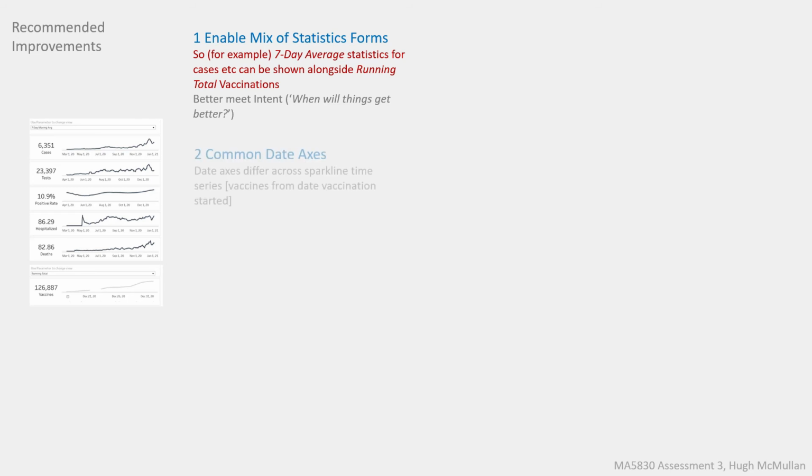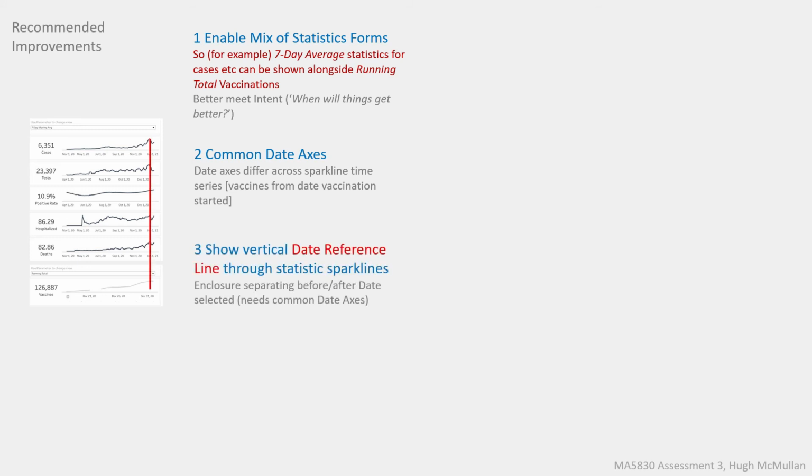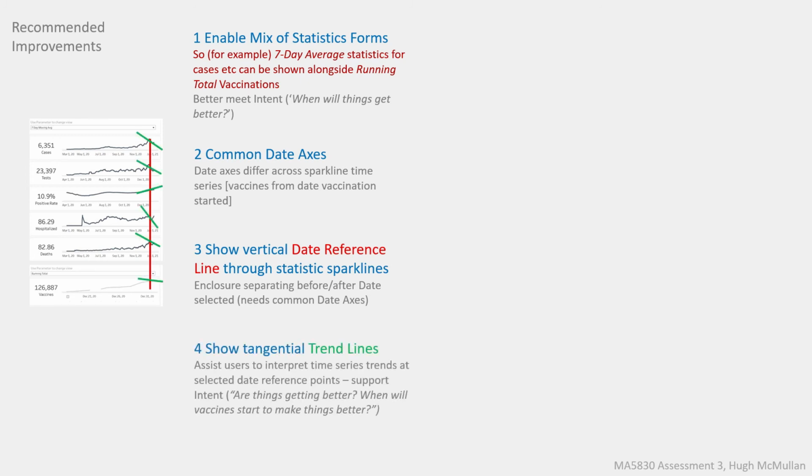The data axes of the spark lines should be aligned so that the optimal channel of position on a common scale assists users to grasp corresponding statistics movements. A vertical reference line would add enclosure, separating before and after date ranges, as well as assisting the views of the data line statistics movements. Adding tangential trend lines at the points of the selected common date would assist users to answer their key intent questions. Are things getting better or worse?